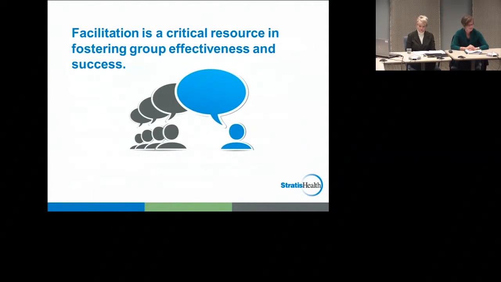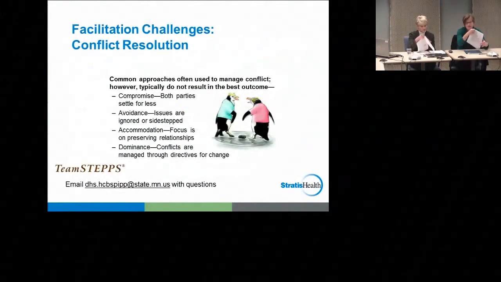Facilitation is, of course, a critical resource in fostering group effectiveness and success, and we've already talked about the role and responsibilities that a facilitator has. But facilitation is also important in dealing with the challenges that arise throughout the course of a team project or a meeting. First is around conflict resolution. There are some common approaches that are often used to manage conflict.